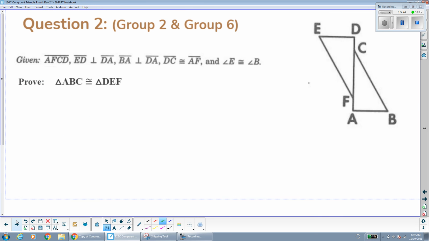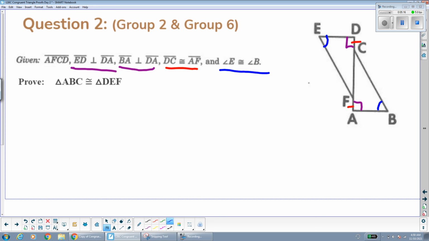Okay, here is the second question that was given out to people in class. So we know that ED is perpendicular to DA, so they form right angles. We know that BA is perpendicular to DA, so they form right angles. I know that DC right here is congruent to AF, and I know that angle E is congruent to angle B.